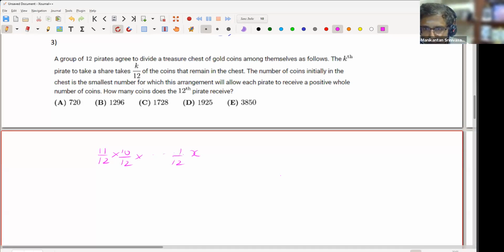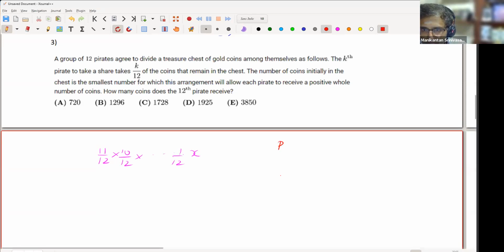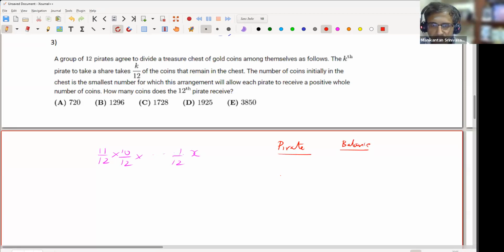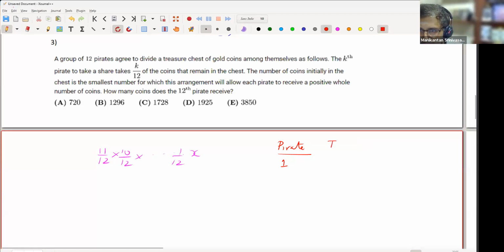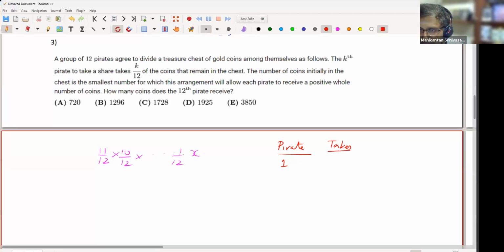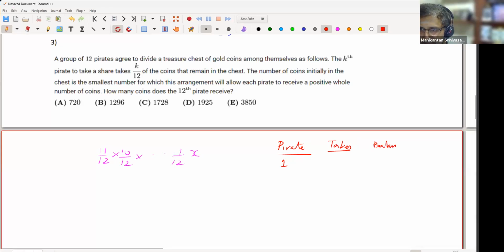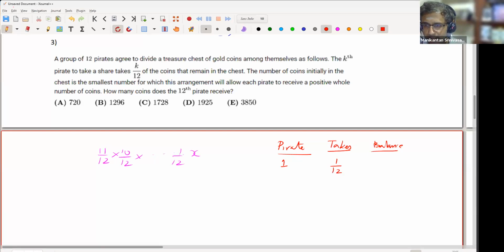So let's say, just for people who might not have tried it, this is pirate number, and this is balance, right? So balance, I'll just tell in terms of 1. So this is pirate 1. So in fact, I'll just say he takes how much, and then balance that's left in the kitty, right? So this guy ends up taking 1/12. So the balance that's left is 11/12.